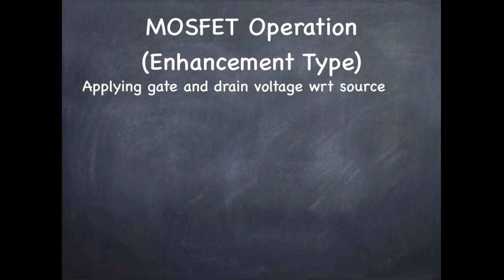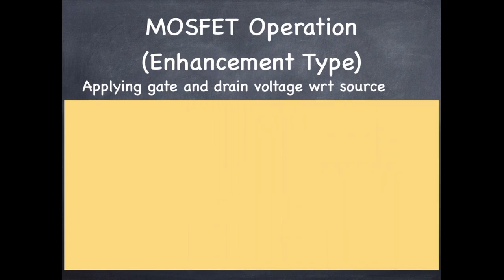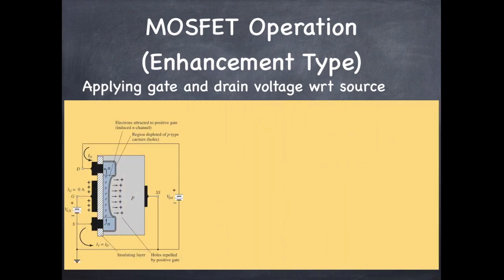Now we'll discuss how MOSFET works when we apply gate and drain voltages with respect to source voltage. Now you can see the figure here. Positive potential is applied to the gate and drain terminal with respect to source terminal. The positive voltage at the gate terminal repels the holes of the P substrate at the edge of the silicon dioxide layer, and these holes leave this area and enter deeper into the substrate, and this results in a depletion region near the SiO2 layer, which is void of holes.